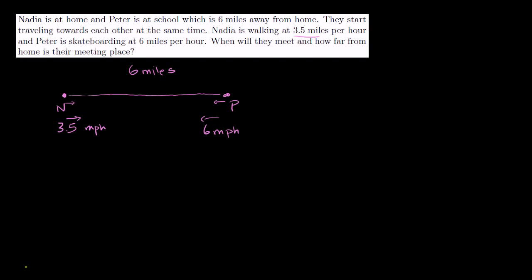So let's say their meeting place is going to be closer to home because Peter's going faster. So let x be equal to the distance from home they meet. So this distance right here is going to be x. And then what's this distance going to be? Well, if that's x and this whole thing is 6 miles, then this distance is going to be 6 minus x. So Nadia will travel x miles, and Peter will travel 6 minus x miles.